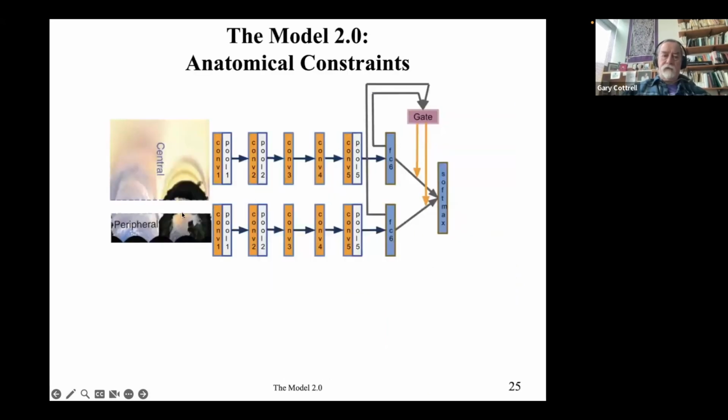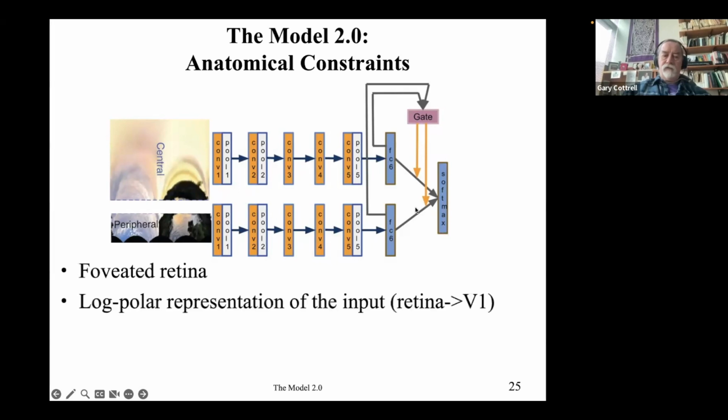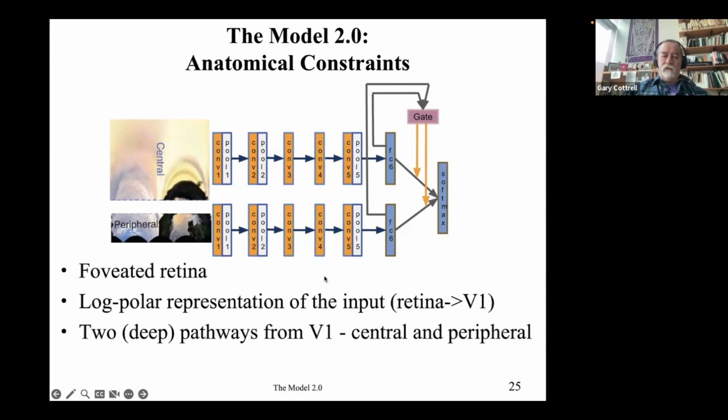So here's a version of the model with these two pathways. There's a central pathway and a peripheral pathway, and these are just two identical networks that are then trained using a mixture of experts architecture. So again, it starts with a foveated retina. We've got the log polar representation, and then two pathways from V1, central and peripheral. And these two pathways compete using this gating network to solve tasks.